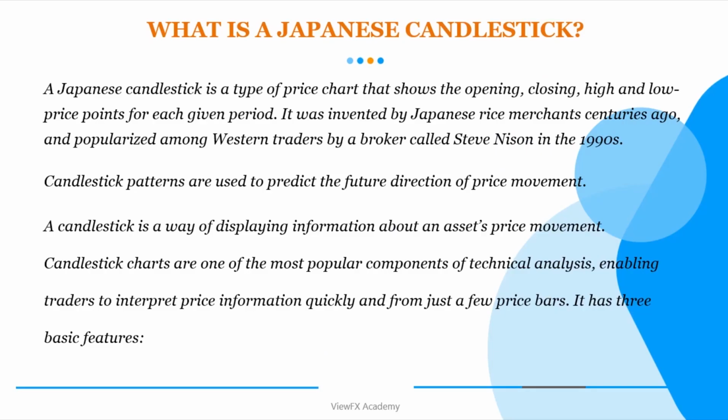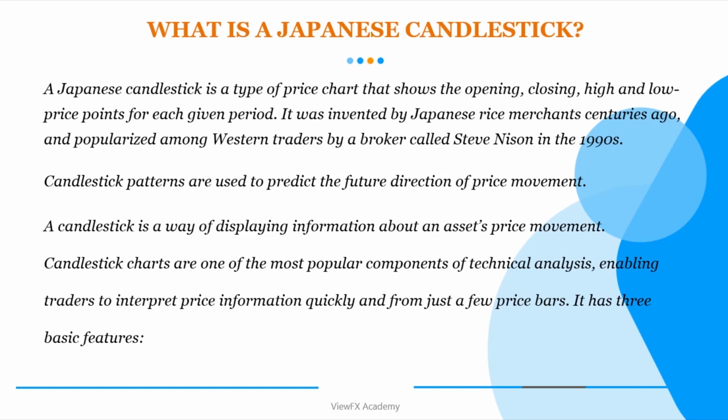What is a Japanese candlestick? A Japanese candlestick is a type of price chart that shows the opening, closing, high and low price points for each given period. It was invented by Japanese rice merchants centuries ago, and popularized among Western traders by a broker called Steve Nison in the 1990s.